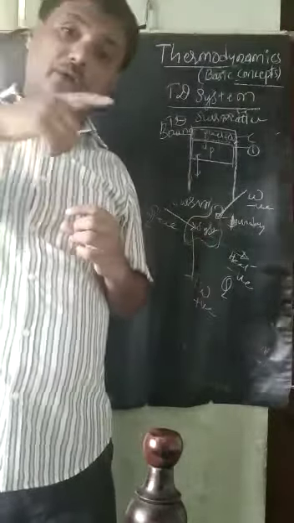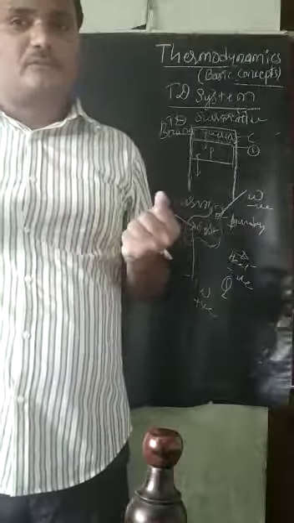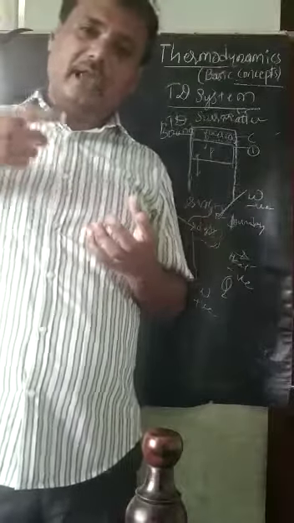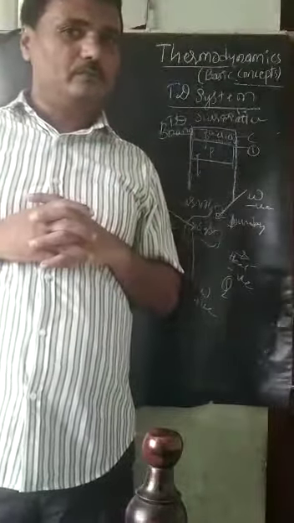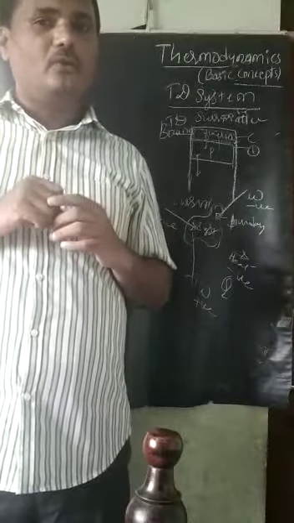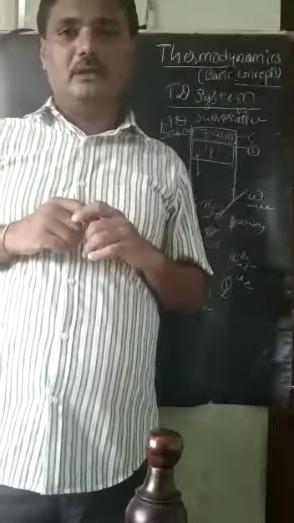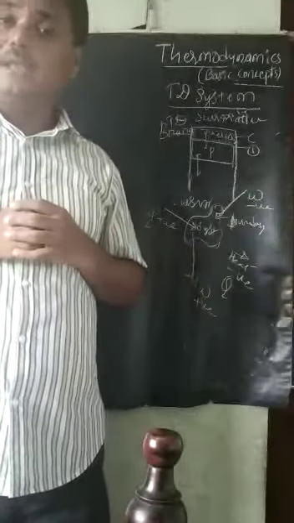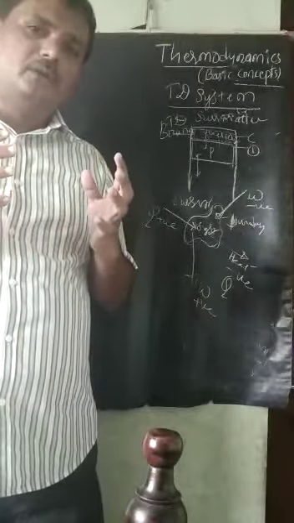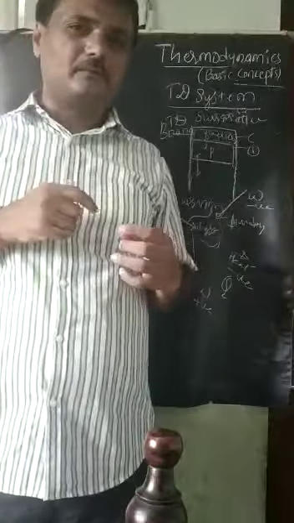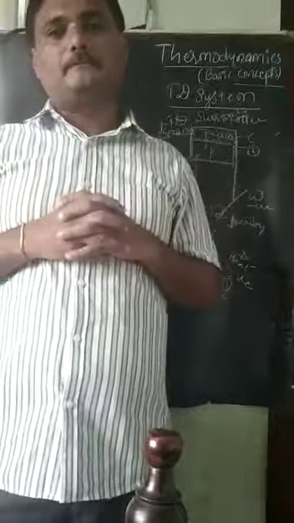Heat will be added to the system, or heat will be removed from the system. Heat removed from the system is negative, heat added to the system is positive, and work done by the system is positive. Work done on the system is negative. So these work and heat interactions on the system are what we are going to study now.